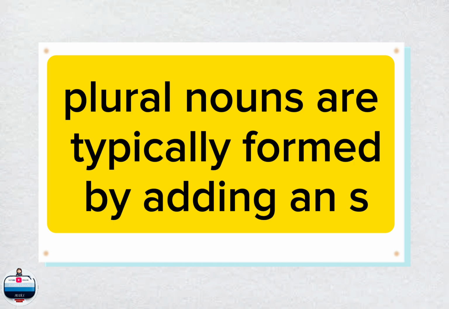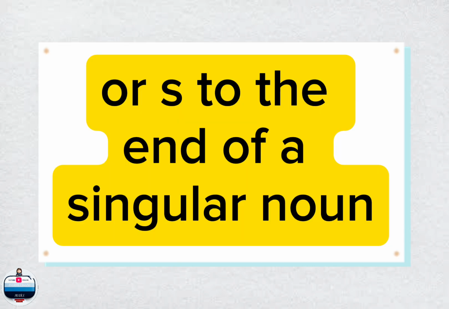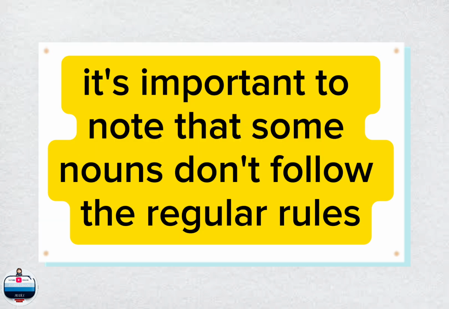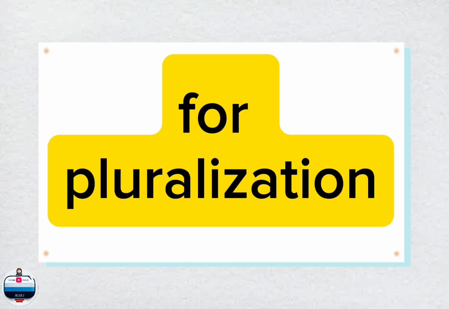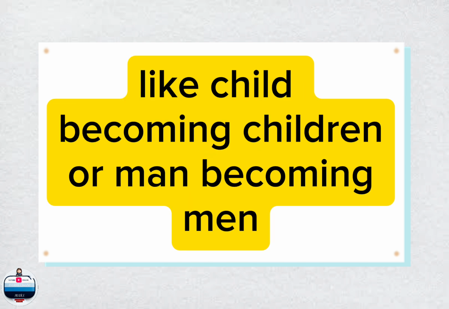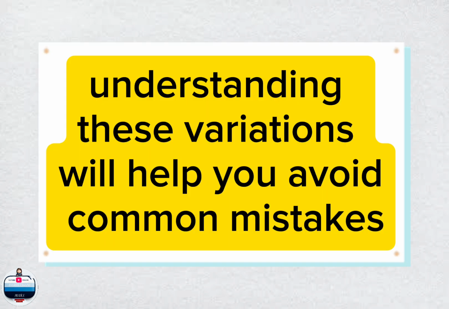Plural nouns are typically formed by adding an s or es to the end of a singular noun. For example, cat becomes cats, and box becomes boxes. It's important to note that some nouns don't follow the regular rules for pluralization. English has some irregular plural nouns, like child becoming children, or man becoming men. Understanding these variations will help you avoid common mistakes.